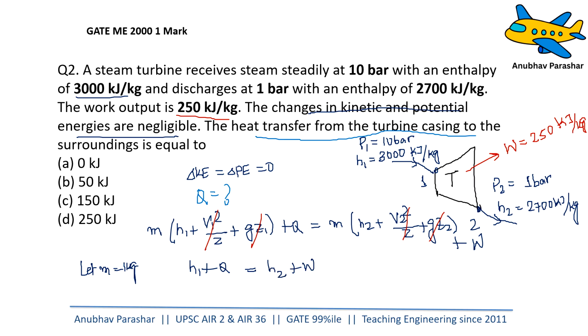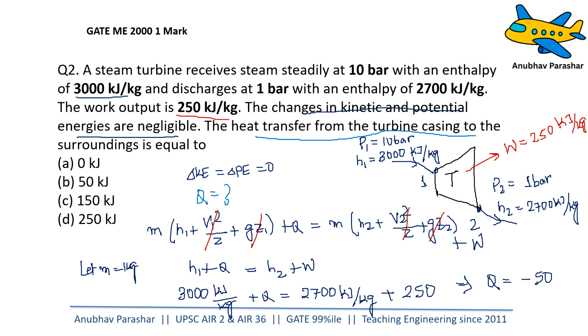Now some of the values are given. Let us substitute those values. What is H1? H1 is given as 3000. Again, see the unit, 3000 kilojoule per kg, right? Plus Q is equal to H2, which is 2700 kilojoule per kg, right? Plus work done, that is the work done by the system, so I'm considering it to be positive 250. So from here, if you calculate the value of Q, Q will come out to be minus 50 kilojoule per kg.